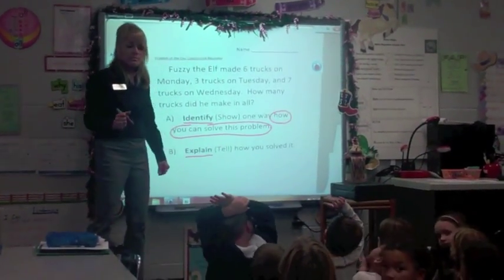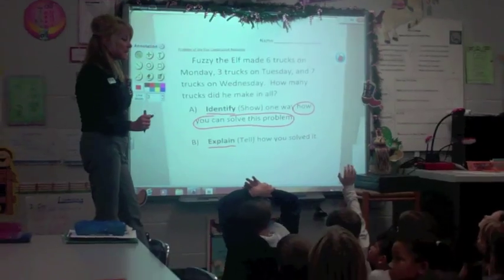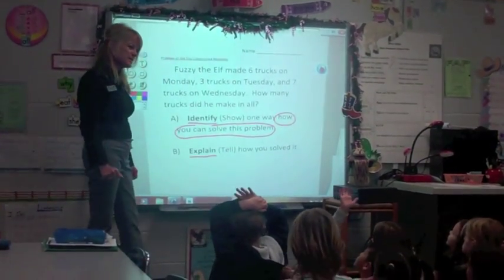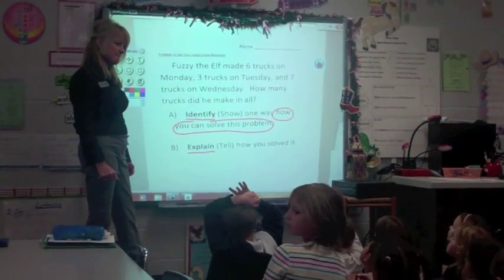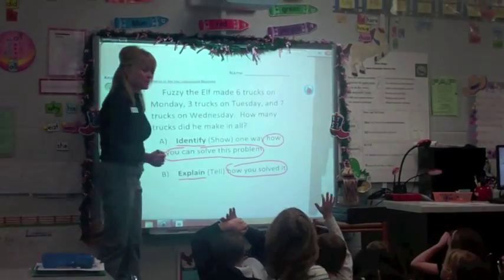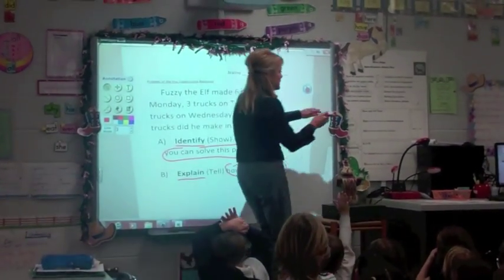Okay? On part B, what are the key words there? Nathan, explain how you solved it. What are you explaining? What's the key words? How you solved it. That's the key words. So we circle it. So we go to our attack plan. We did that.